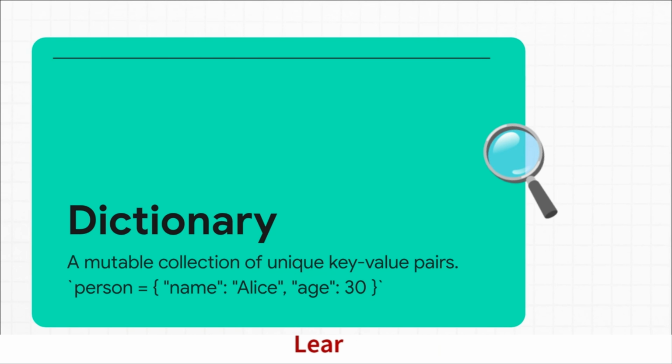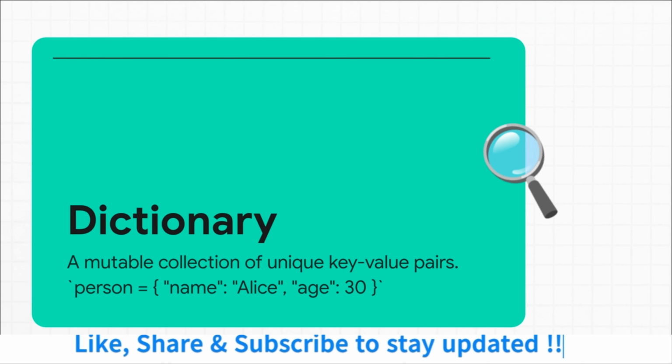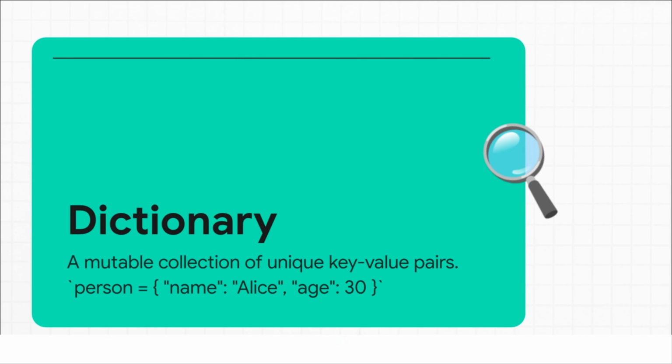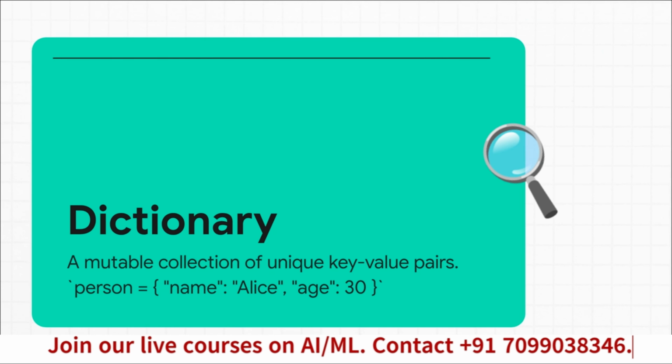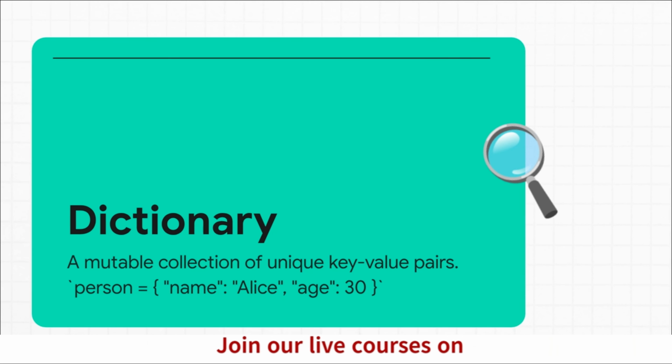So instead of grabbing an item by its position, like the first item or the third item, you grab it using a unique key. Look at this person dictionary. The key is name, and the value it points to is Alice. It works exactly like a real-world dictionary. You look up a word, that's the key, to find its definition. That's the value. And the reason we do this, it makes looking things up incredibly fast.